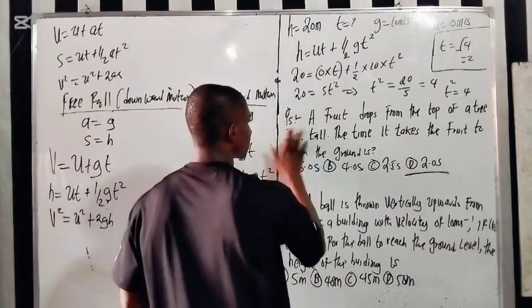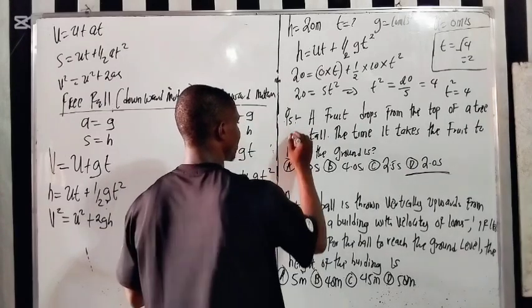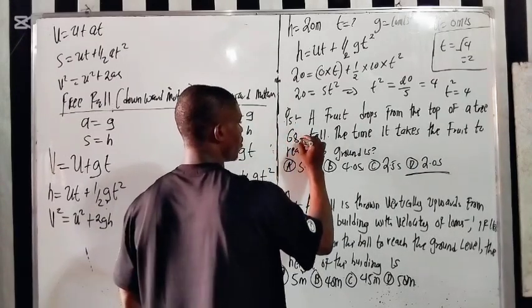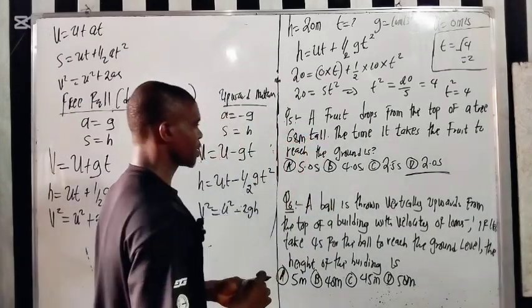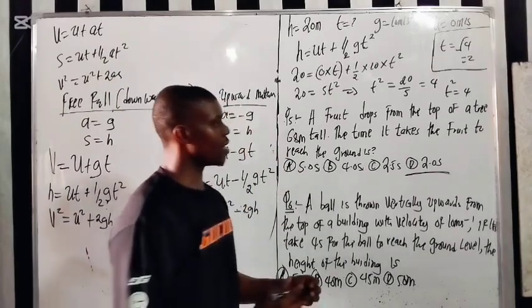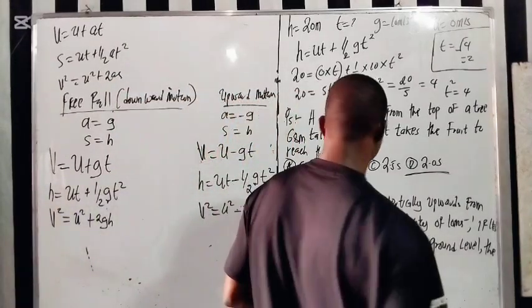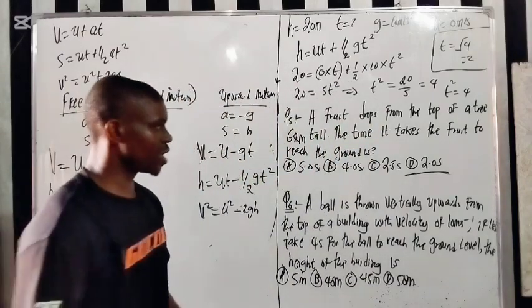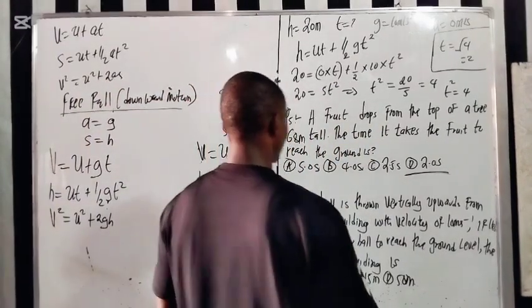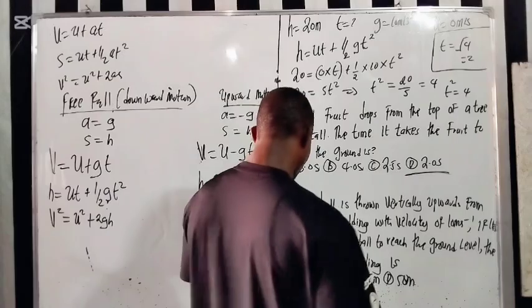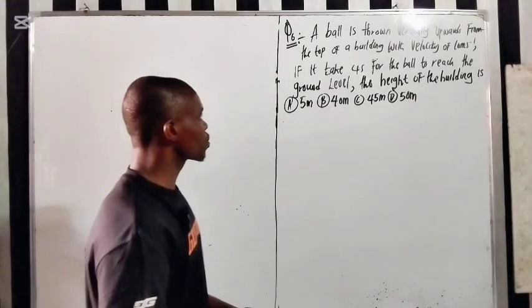So now, let's say here is 68 meters. Go ahead and solve this one. Question 5, go ahead and solve question 5. I've changed the value. So let's look at the last question. Let's solve the last question.